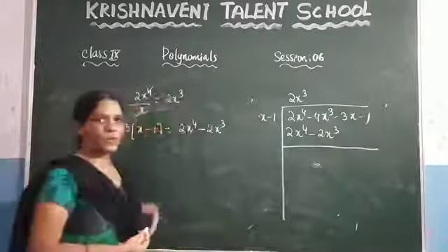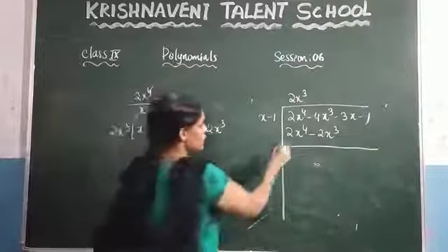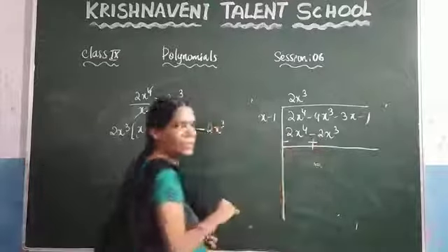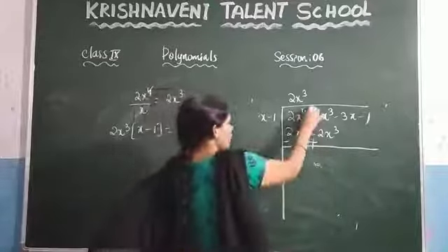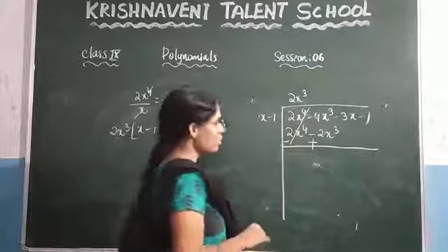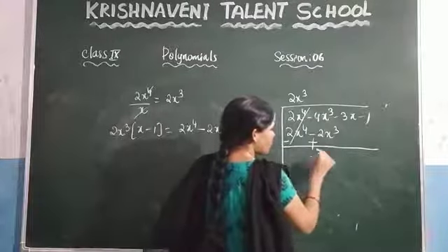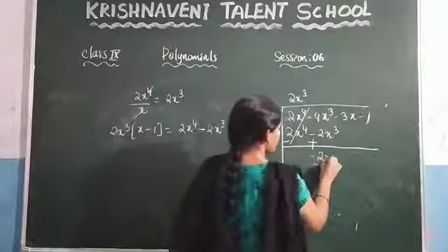What is our next step? You need to change the symbols. Since plus is there, keep it here minus. Minus is there, keep it here plus. So after that, you can cancel these two terms. So what will you get? Minus 4 plus 2. What is the value of minus 4 plus 2, which is minus 2x cube.